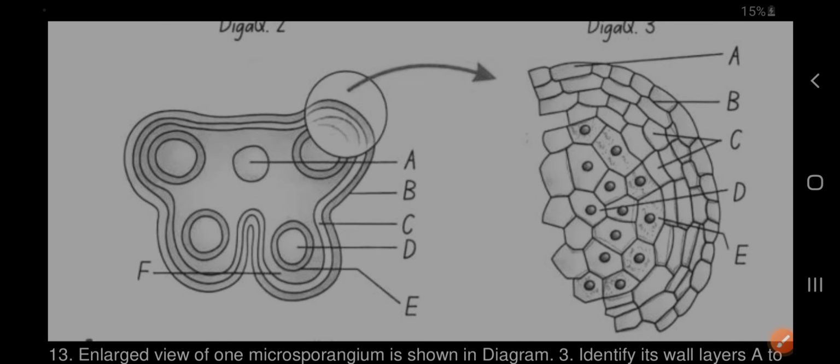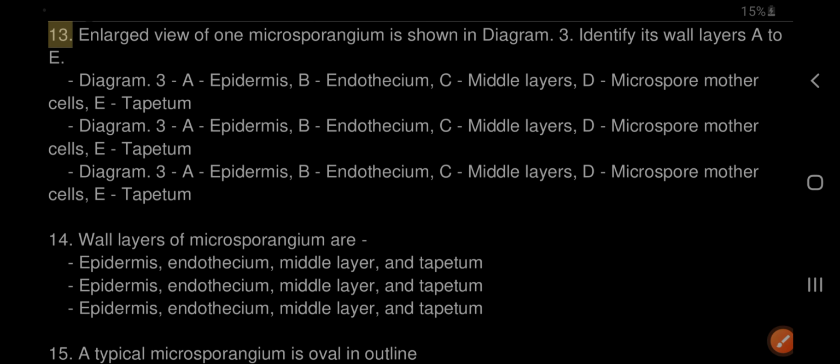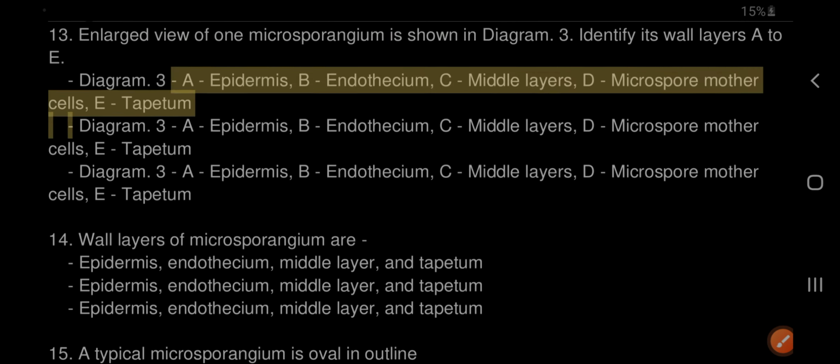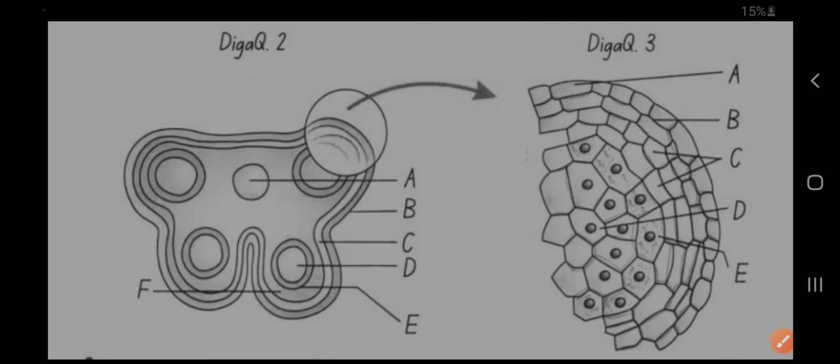13. An enlarged view of one microsporangium is shown in the diagram. Identify its wall layers A to E. Answer: A. Epidermis, B. Endothecium, C. Middle layers, D. Microspore mother cells, E. Tapetum.